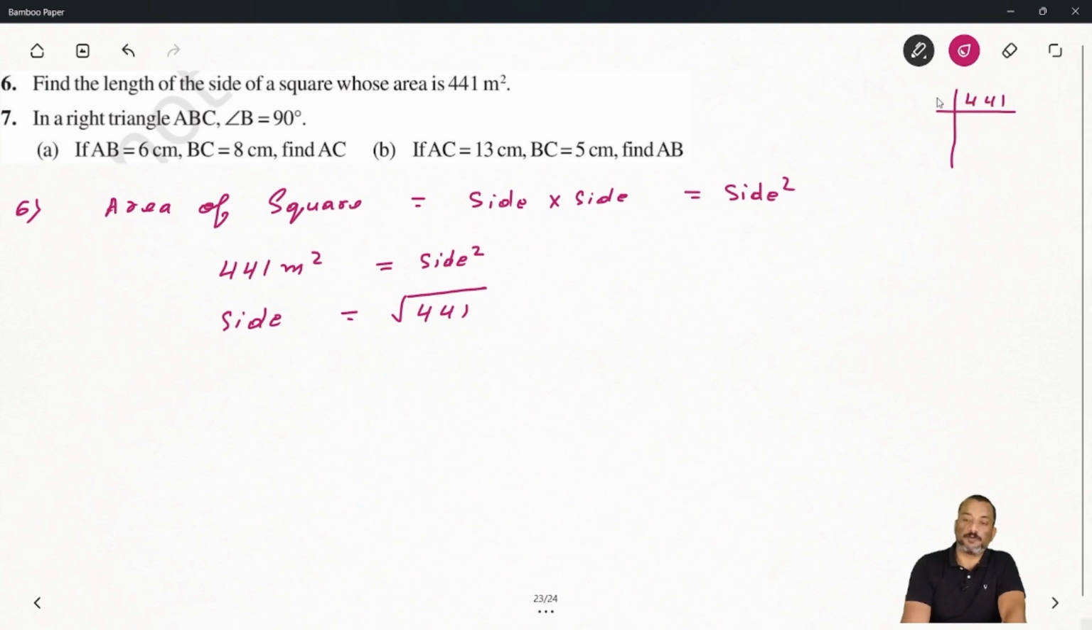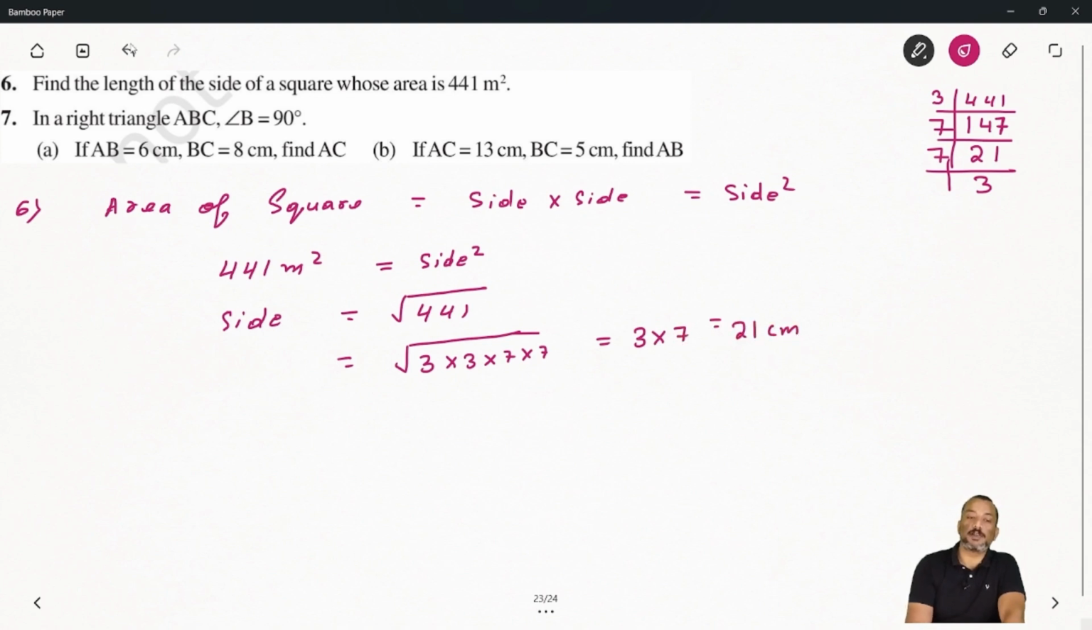By prime factorization, you can go with 3. So you will get here 1 and this one is 4. This one you have a 7. After that you can go with 7. So you will get 2 and 1. Again you can go with 7, so you will get 3. Which means the factors are 3 times 3 and 7 times 7. So side is 3 into 7, so you will get 21 centimeter or 21 meter as the length of the side.